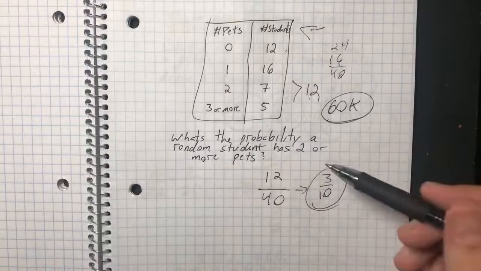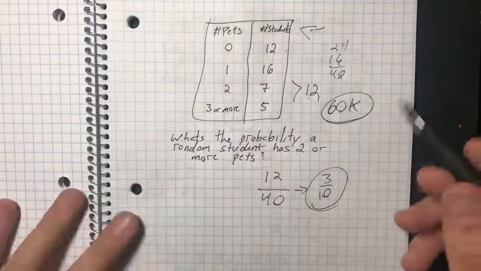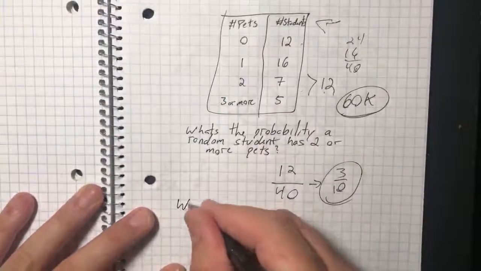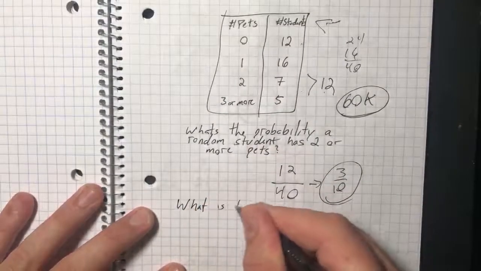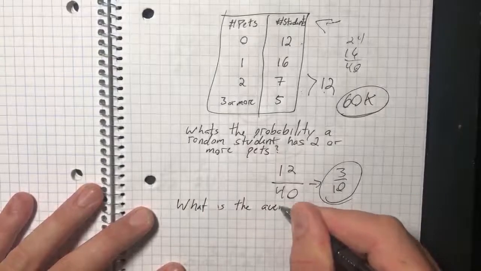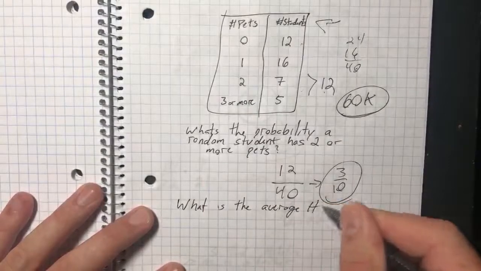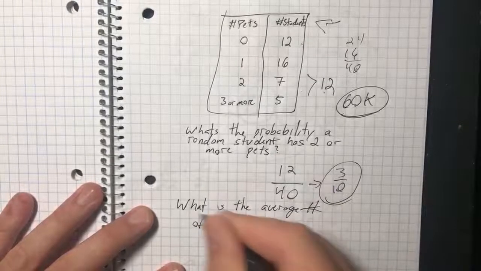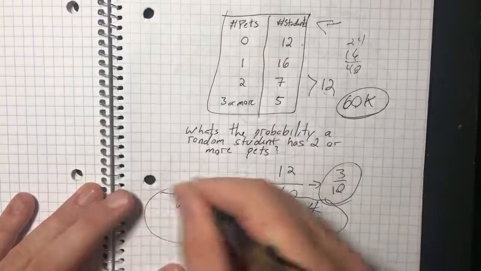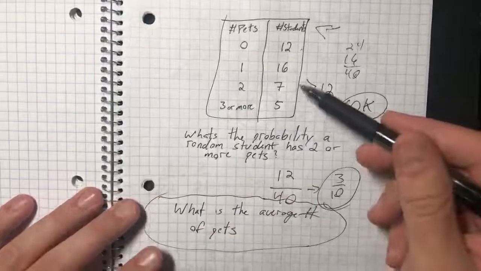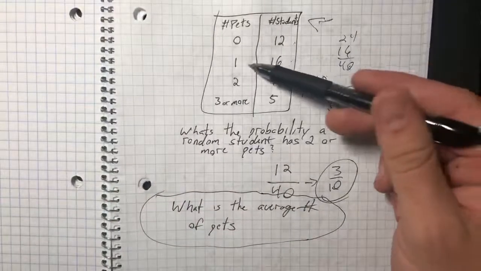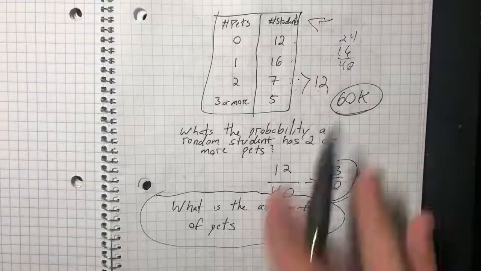Yeah. So okay, so Mr. Imperfection is exactly talking about what I want to talk about next. So what I want to know next is, what is the average number of pets? That's what I want to know next, guys. What is the average number of pets for this? And that's what Mr. Imperfection is talking about, multiplying that 16 times 1. I'm not going to go into it, but that's what he's talking about.